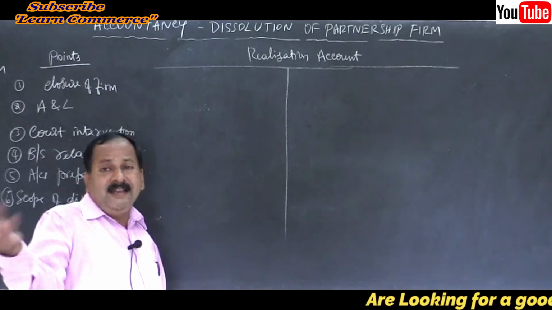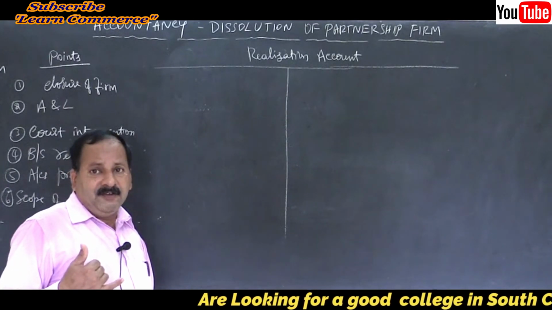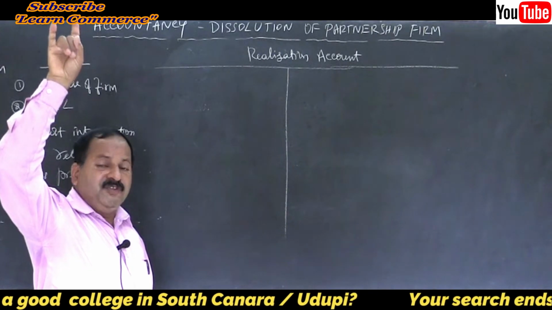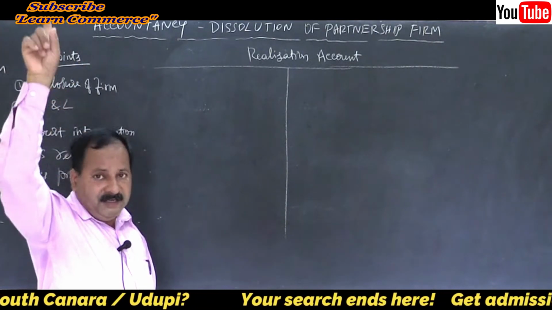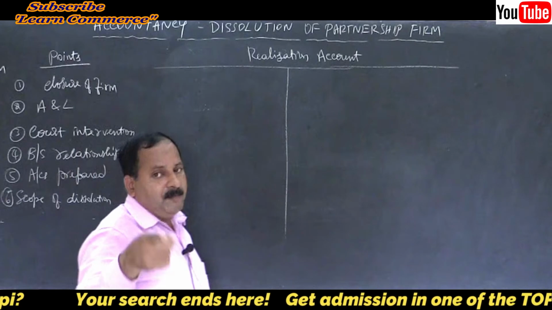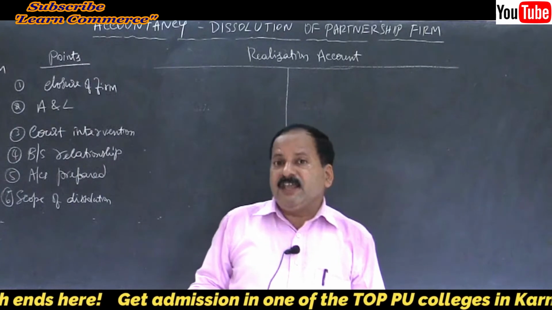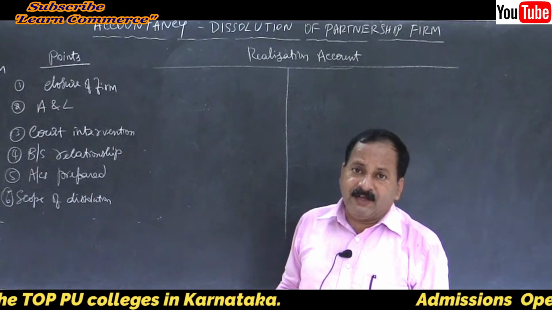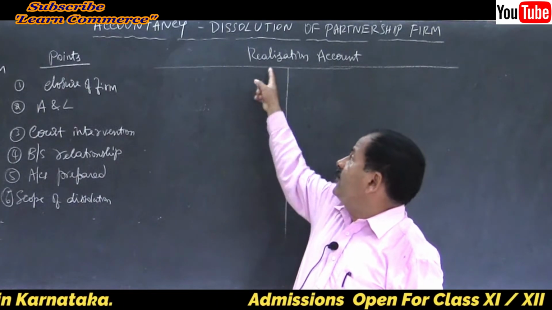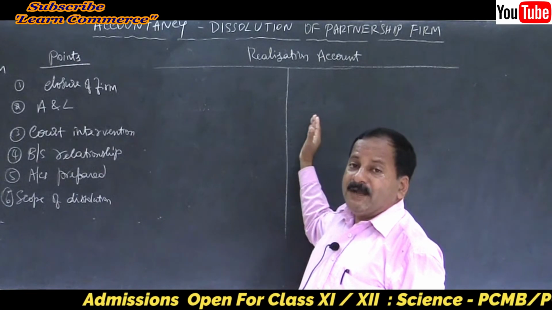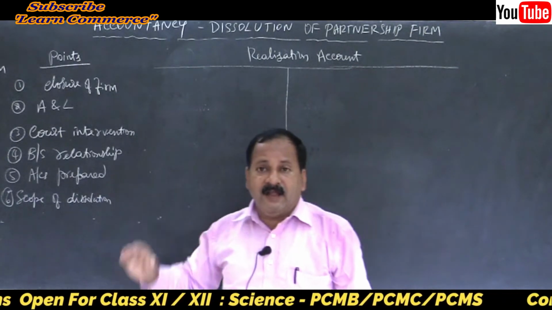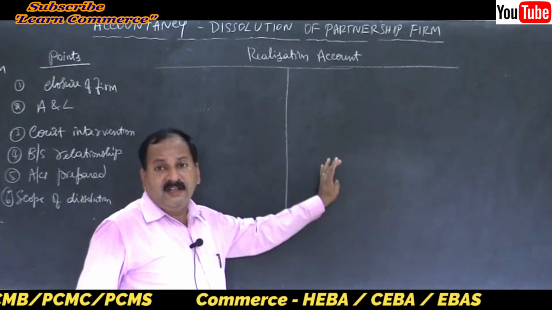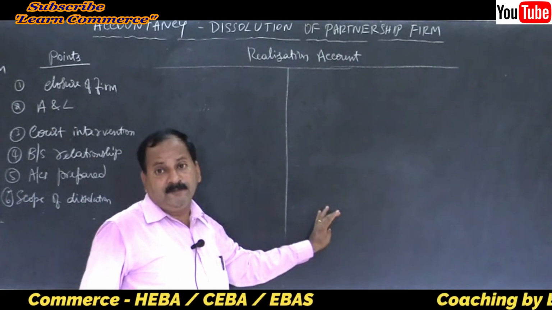The entry is, when you sell the assets, cash comes in. Am I correct? Isn't it? Increase in the asset. Cash or bank is an asset. Increase in the asset, debit. So cash or bank account debtor to realization account. So in realization account you will enter on the credit side by cash or bank. That is what you will do. Then you will record all the assets here which were sold.